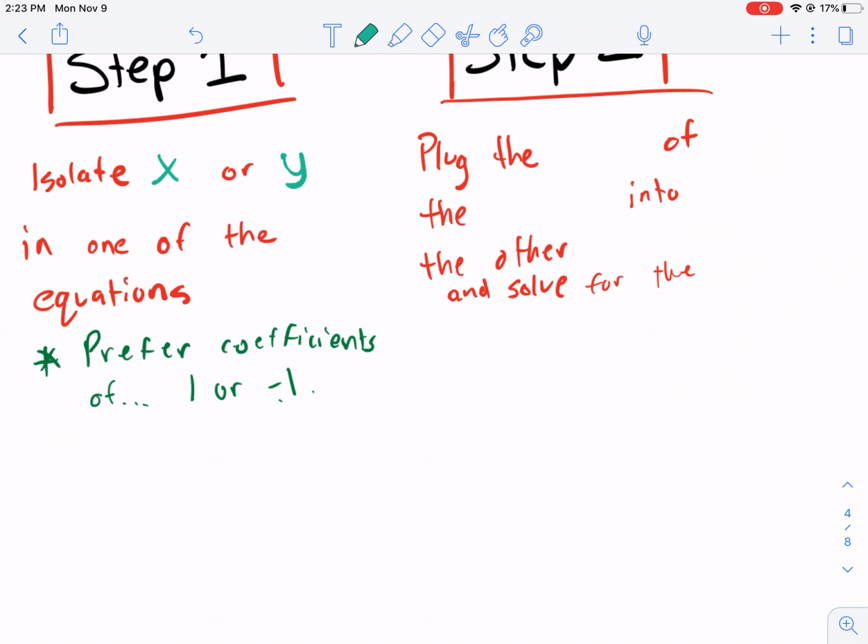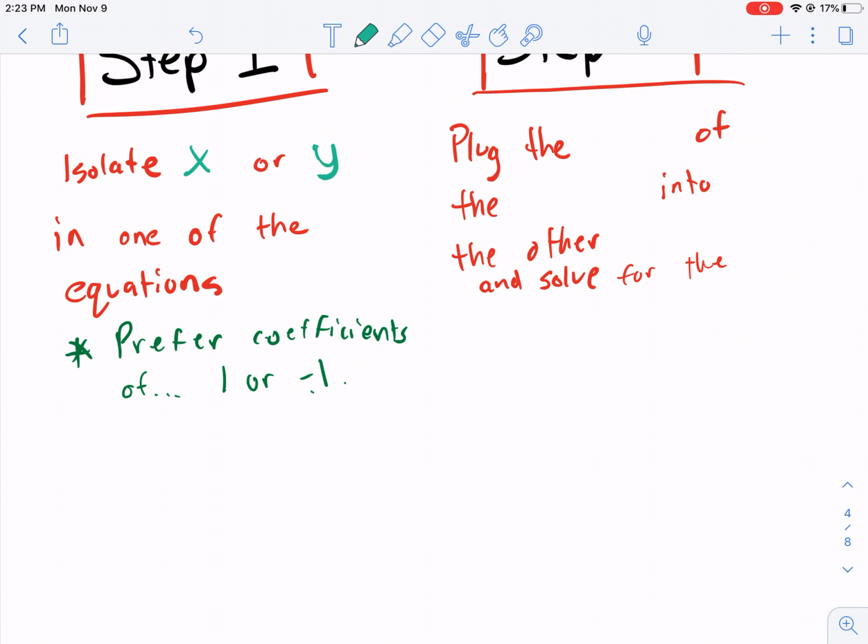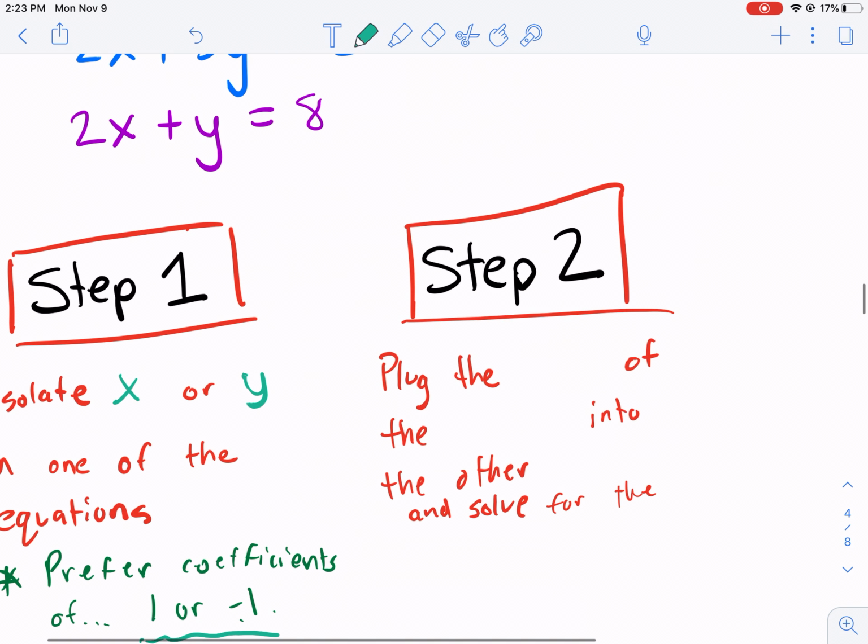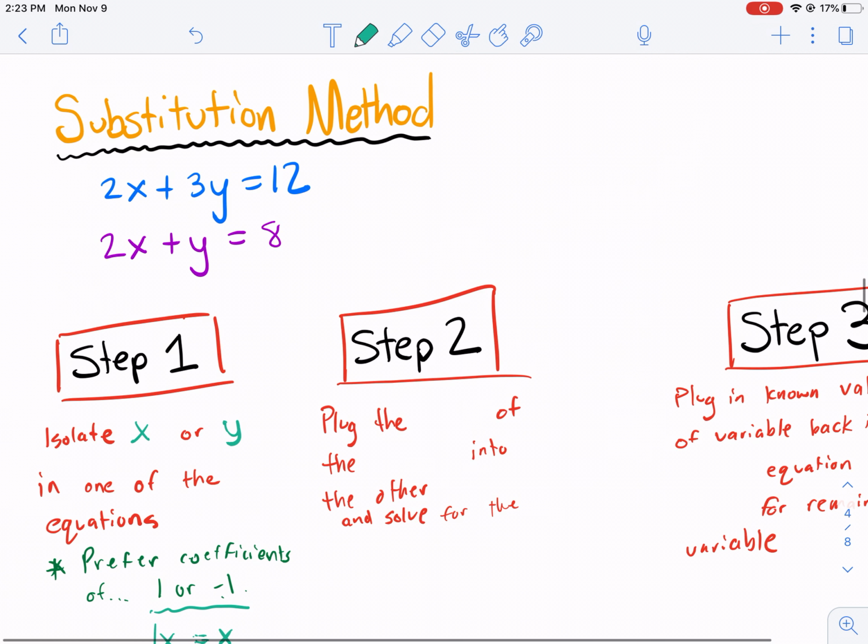The preferred coefficients, we want either 1 or -1. What does that mean? We want a 1x, which is the same thing as x. Those are preferred, or a -y, which is the same thing as -1y. Those ones we prefer because it's a little bit easier to solve for them.